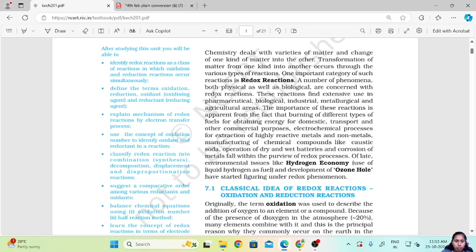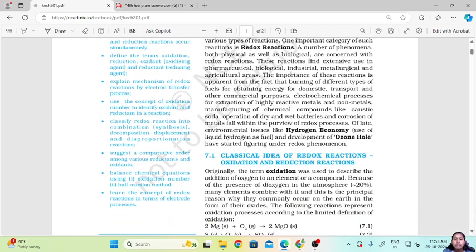A number of phenomena, both physical as well as biological, are concerned with redox reactions. In a normal human being also there is a kind of redox reaction that takes place. So it is not only a physical phenomenon, it is also a biological phenomenon. These reactions find extensive use in pharmaceutical, biological, industrial, metallurgical and agricultural areas. So it has vast importance in all these fields.